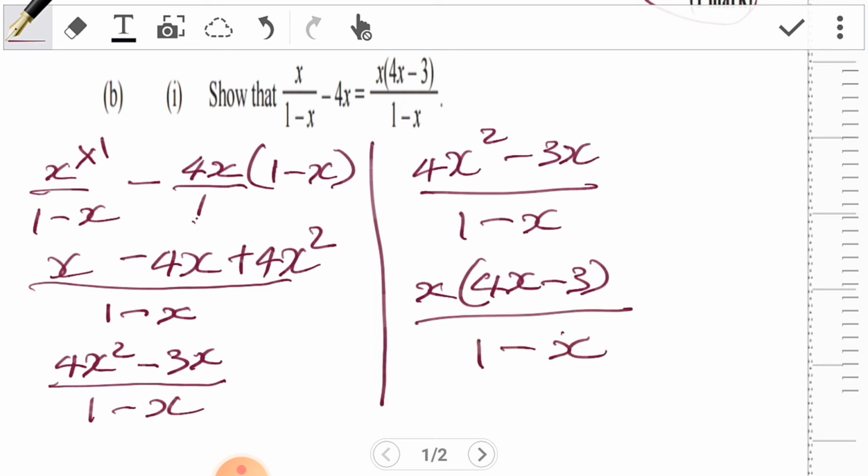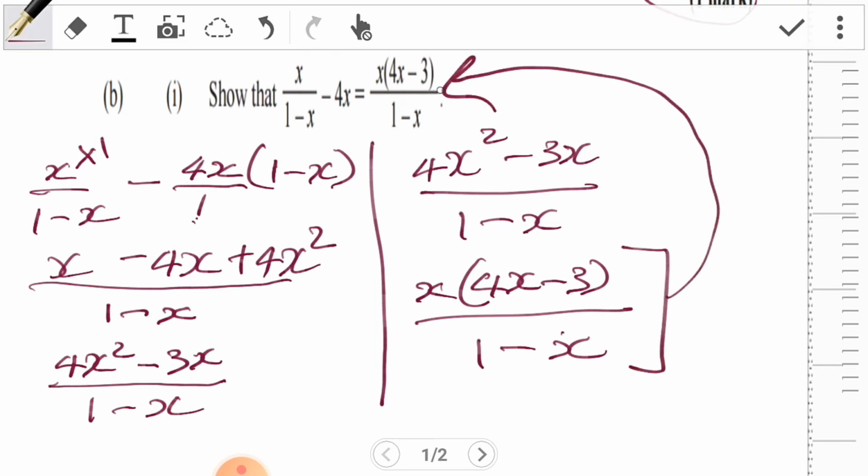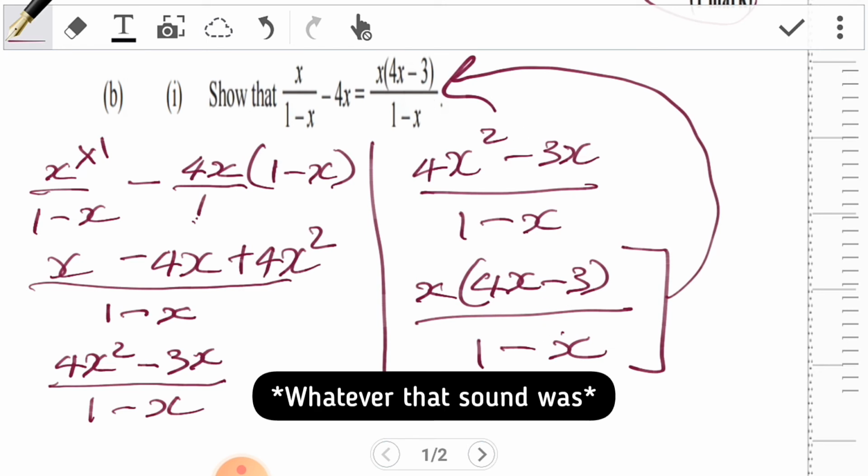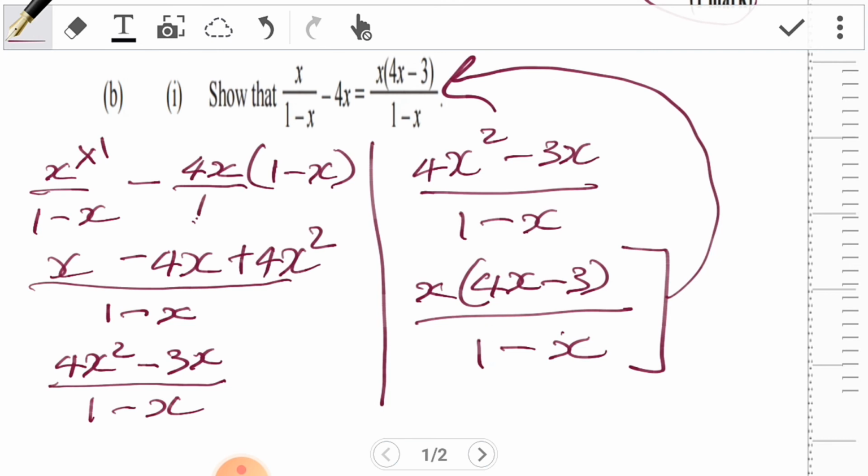And then you would have seen that we really got this to equal to that. So you could see that we really showed that x over 1 minus x minus 4x is equal to this that we just got. All right, let's look at the last part. There's a last part to it.